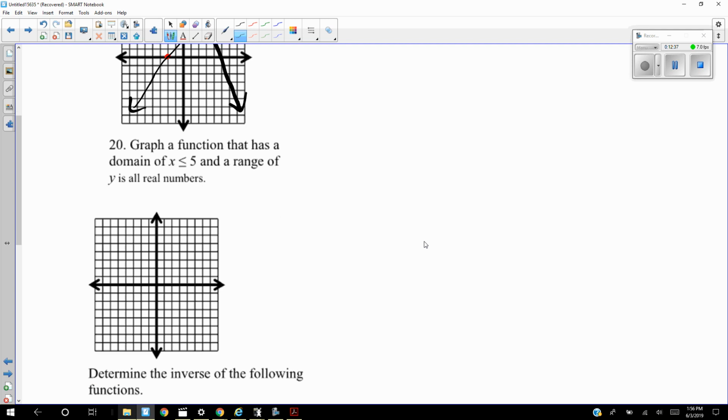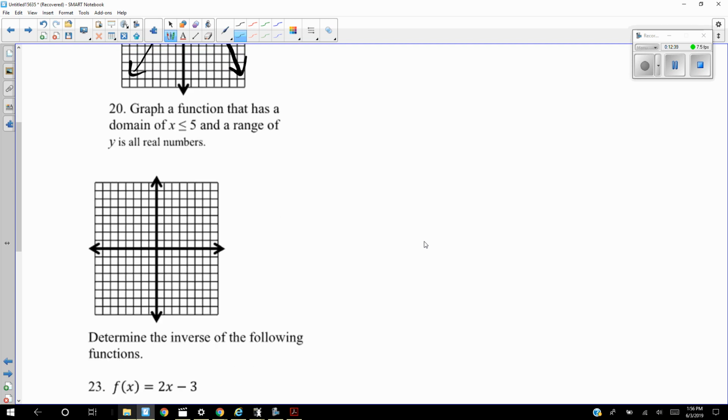20, graph a function that has a domain of less than or equal to 5 and a range of all real numbers. So a domain of less than or equal to 5 means it has to exist to the left of that red vertical line. Range all real numbers means it's going to be going up and down forever. So there's a lot of different right answers to this as well.